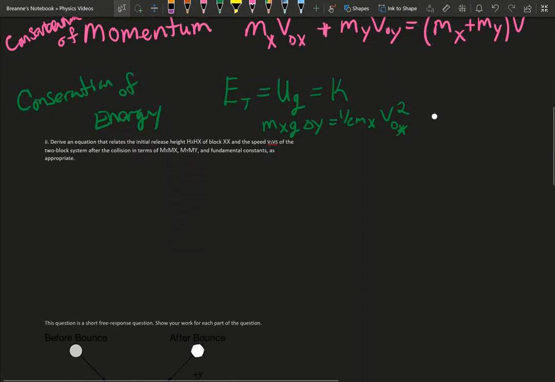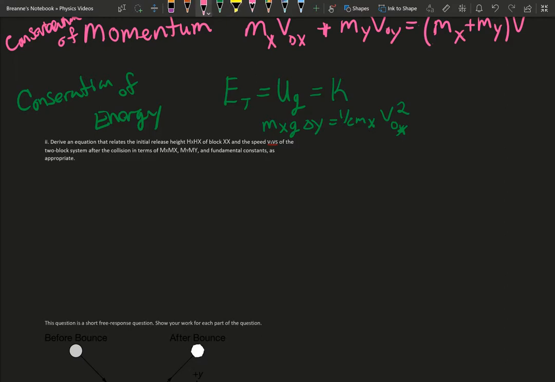So now, the second part. It says derive an equation that relates the initial released height of block X and the speed of the two-block system after the collapse. The things it has to be in terms of are mass X, mass Y, and the fundamental constants as appropriate.